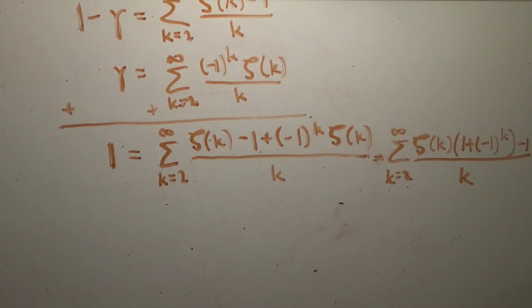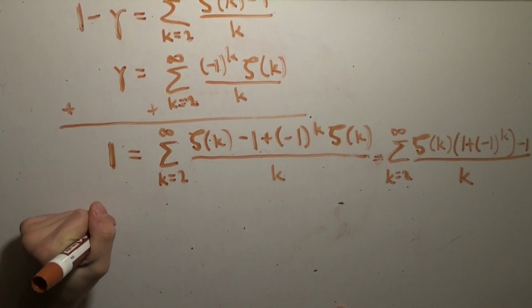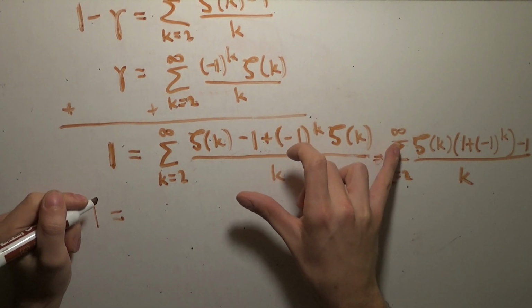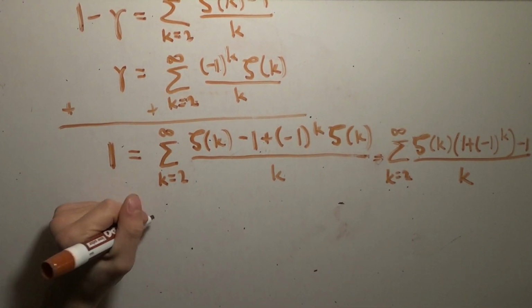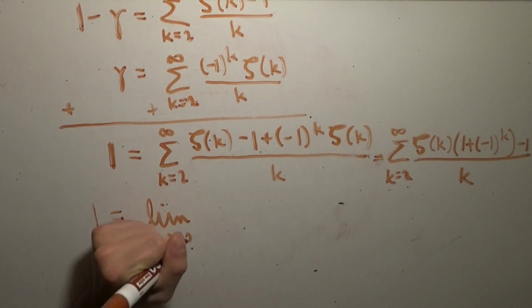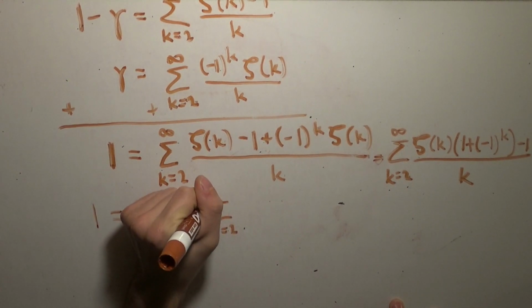So we're going to do a rather clever trick, actually. We're going to leave the 1 on the left-hand side alone, but we're going to replace the top index of this sum with n, and we're going to do it as a limit as n goes to infinity. So the limit as n goes to infinity of this series, but now we're going from k equals 2 to n.